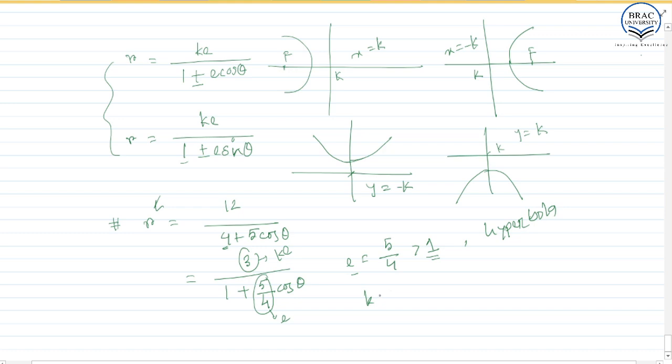So this is an equation of hyperbola in polar form. Now as k into e, so k into 5 by 4 equals 3. So k equals 12 divided by 5. And the directrix is x equals k, or x equals 12 by 5.